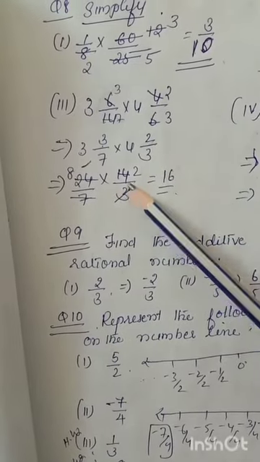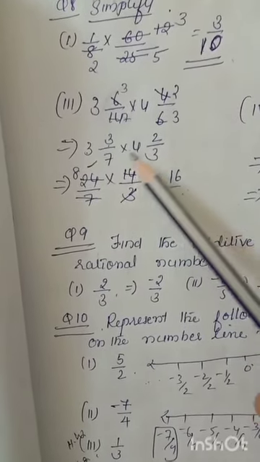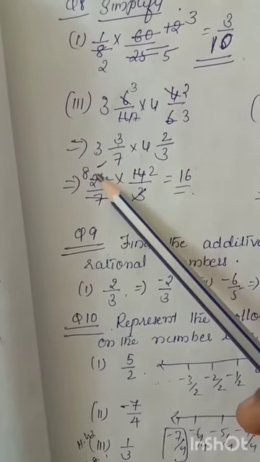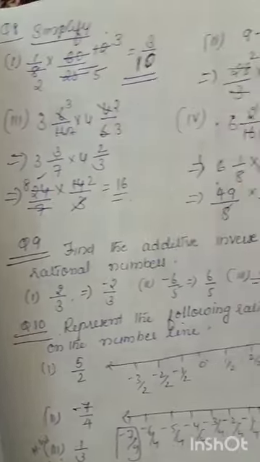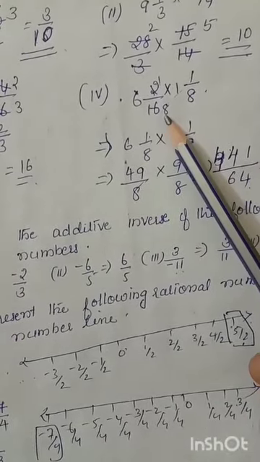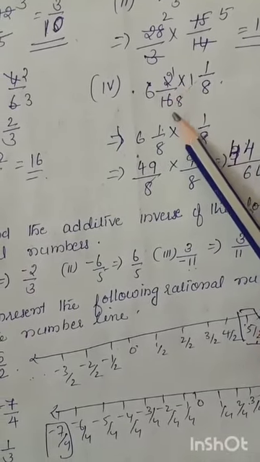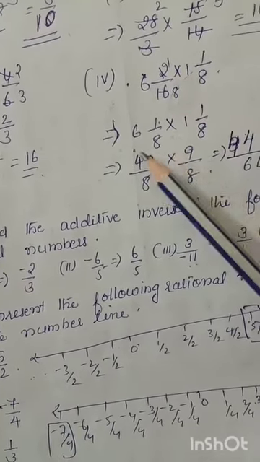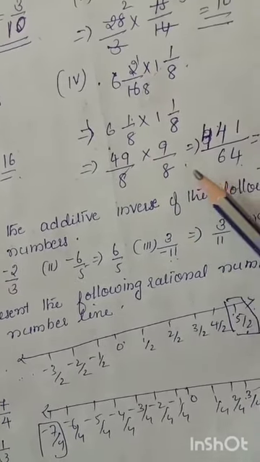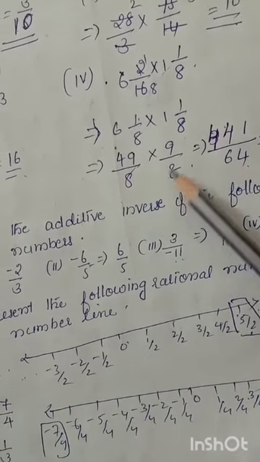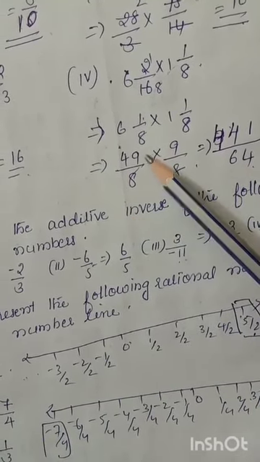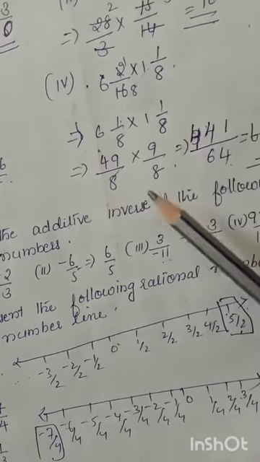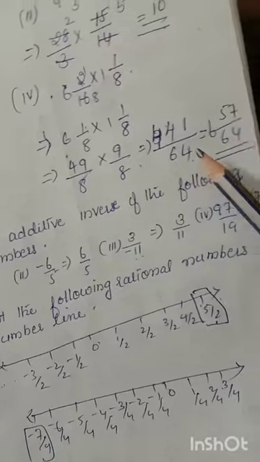After that, the number you get, make it improper, cut out. 3 table, 7 table, 8 2 are 16. Here also I did the same procedure. 2 by 16 you can cut out and shorten it. 1 by 8 you will get. After that you make an improper fraction, and these numbers can't be cut out. Okay, 49 and 8, 9 and 8 will not come in any number table. So straight away you multiply and divide it.